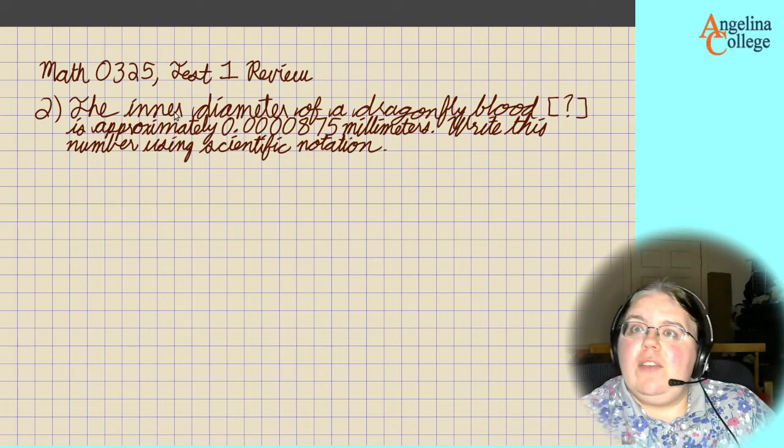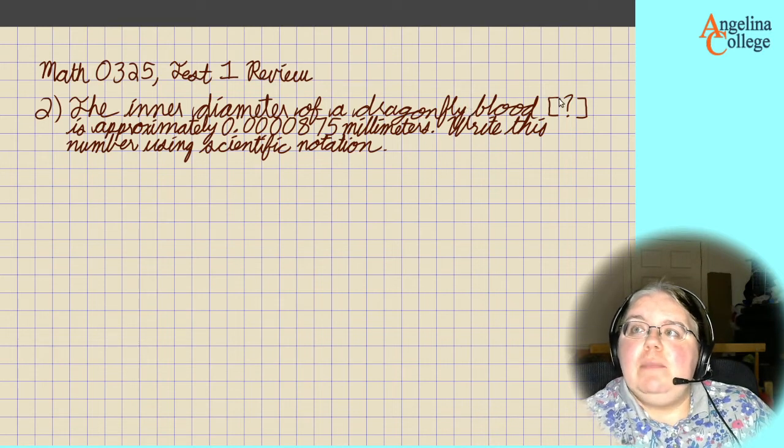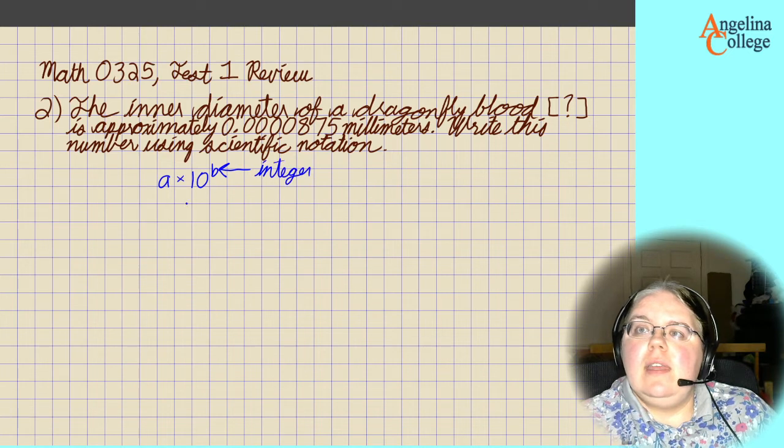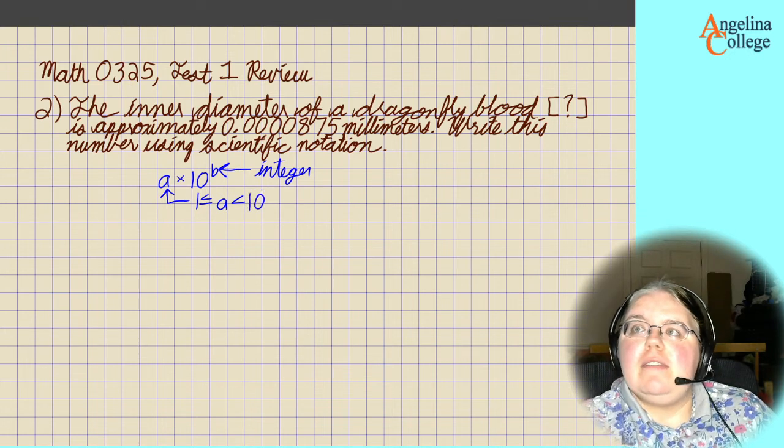So the inner diameter of a dragonfly blood something is approximately 0.0000875 millimeters. Write this number using scientific notation. We need to remember that scientific notation is A times 10 to the power B, where B is an integer, and A is between 1 and 10, including 1 but not including 10. So it'll have one digit out front of the decimal.